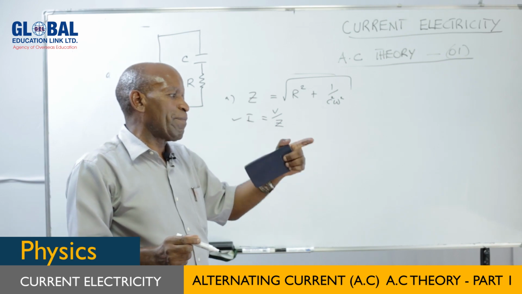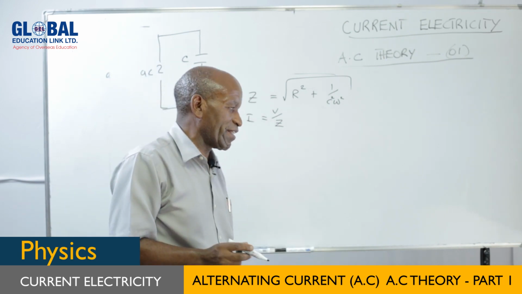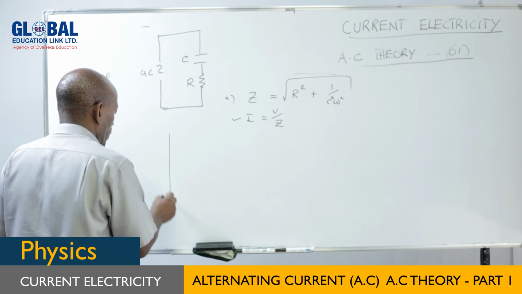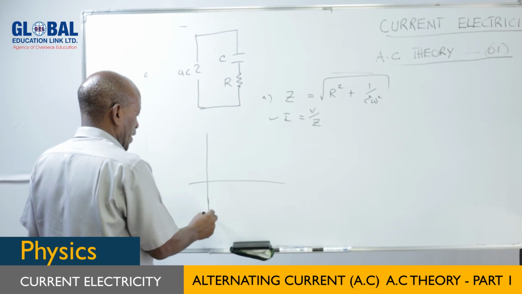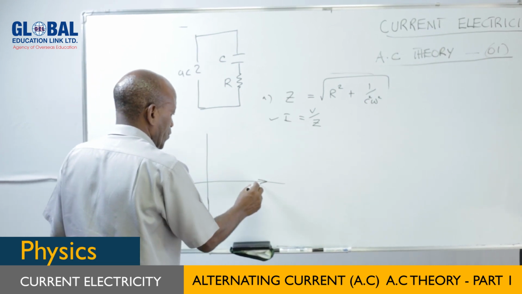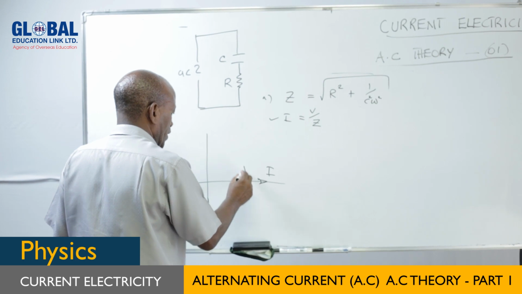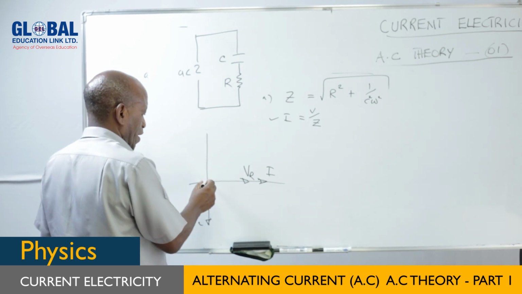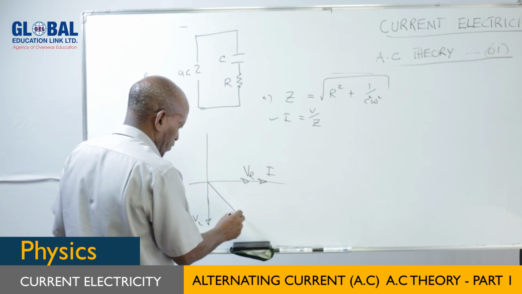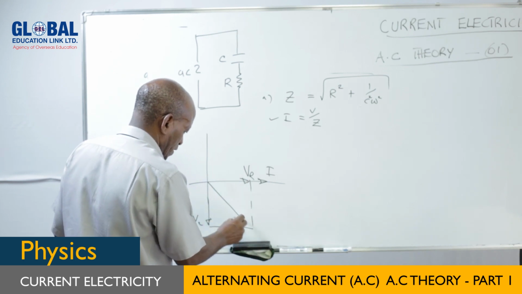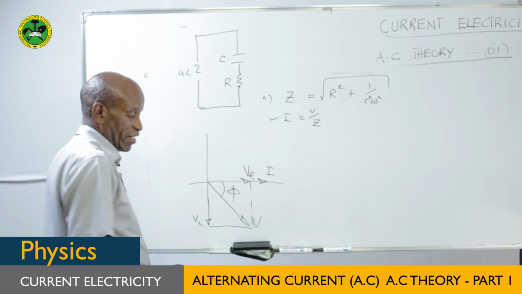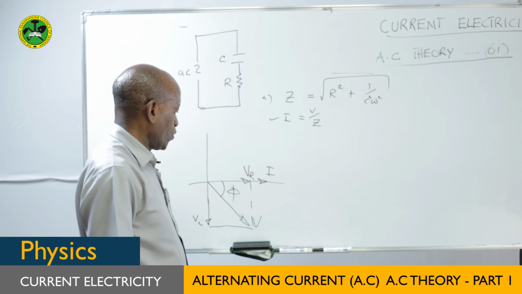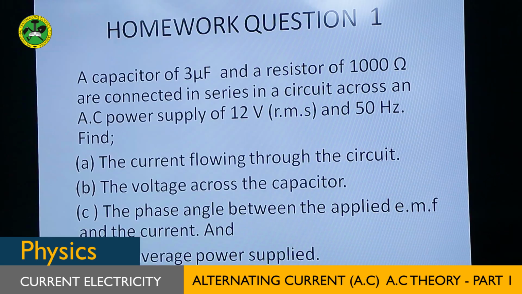The phase angle between the applied EMF and the current. Remember here, from the phasor diagram, the voltage through the capacitor lags behind the current and the voltage through the resistor. So the applied voltage, the resultant voltage, can be obtained by using the Pythagoras theorem. This will be the applied voltage, and the angle at which it lags is that one there, which you can calculate. So the phase angle can be obtained in that way.